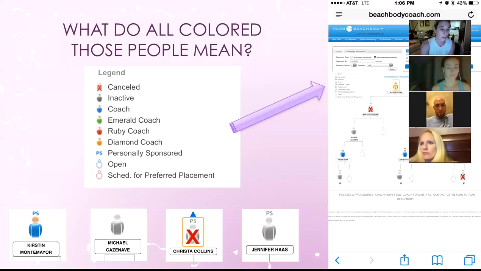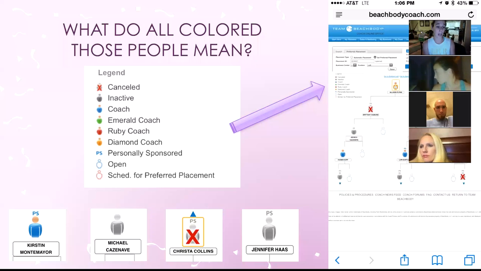The blue is a coach status. So that means that they have at least 50 points ordered on their account within the past 30 days. Green is emerald, so that's 2 coaches underneath them. The red is ruby, which is 4 coaches total with 2 emeralds. And diamond is yellow, and that's 8 coaches total with 2 emeralds.